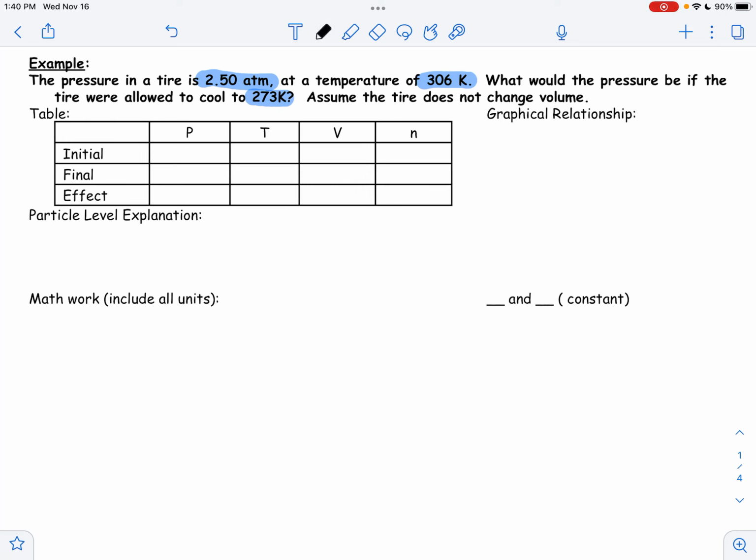What it's asking me to figure out is what would the pressure be. So with this, I know that I'm working with pressure and temperature. That lets me know that my volume and number are remaining constant. Why is volume constant? Well, it's a rigid system. Why is number constant? It's a closed system.